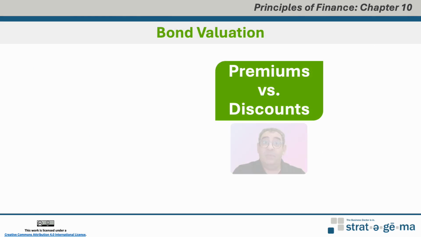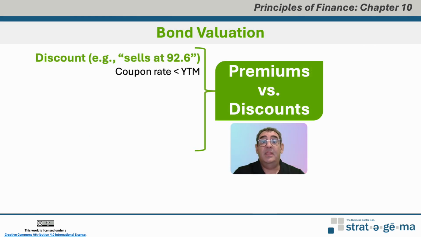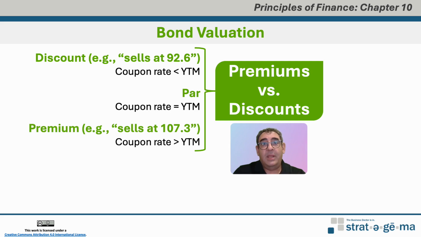So a discount happens when the coupon rate is less than the YTM, or the yield to maturity. We can also say that this bond sells at 92.6, which means 92.6% of its face value. If the coupon rate equals the yield to maturity, that bond sells at par. It will sell at $1,000. And finally, if a coupon rate is higher than the yield to maturity, that bond will sell at a premium, say for example, 107.3. It's not a radio station.